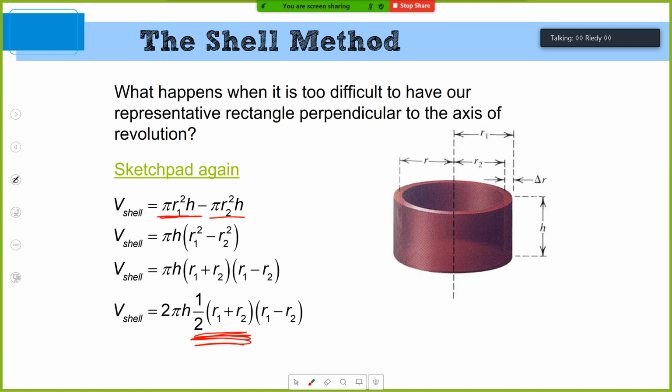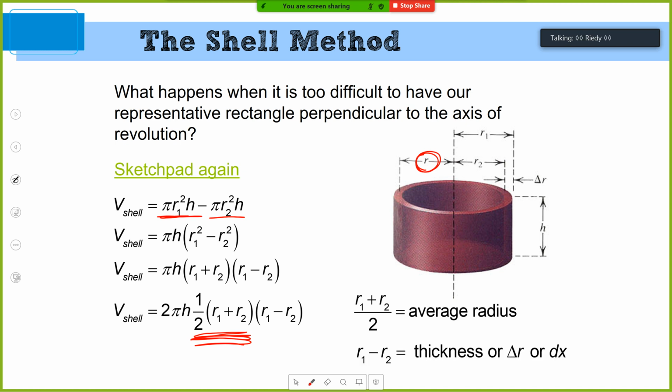Add up two numbers, divide by 2. What do you end up with? Average. It's an average. Right. So that's the average radius. That's little r in the picture. It's the distance from the axis of revolution to the center of that shell. Okay. So we then talk about r1 minus r2, this thing being the thickness of the shell.